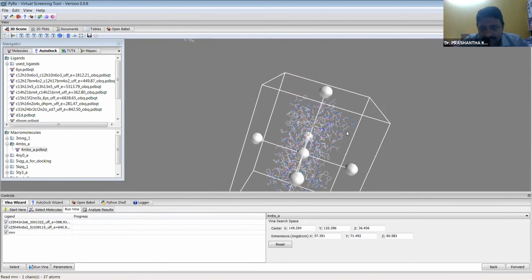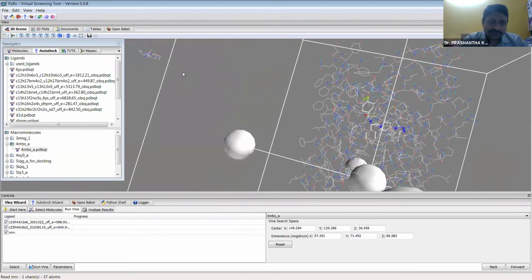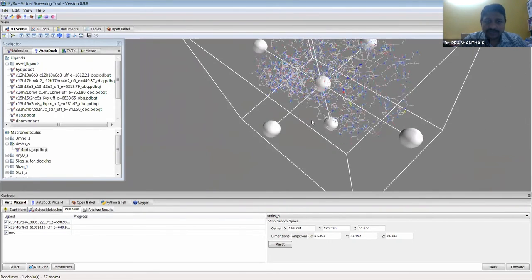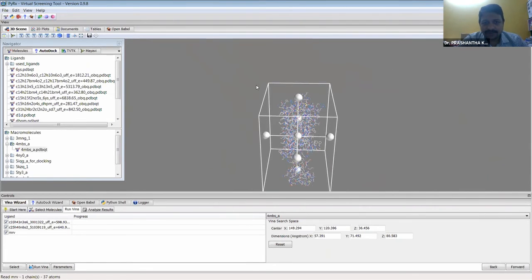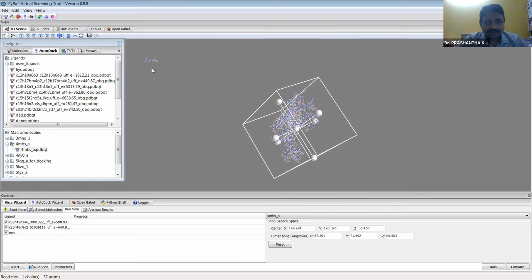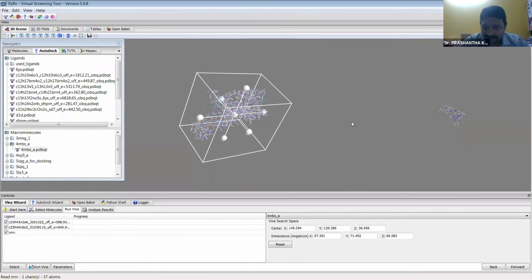Since the ligand is removed from the crystallographic structure, when we open it, it will show as if it is there. But since these two ligands we are working with were not a complex, they were just downloaded and made to visualize. So you can see they are present somewhere on this particular screen.